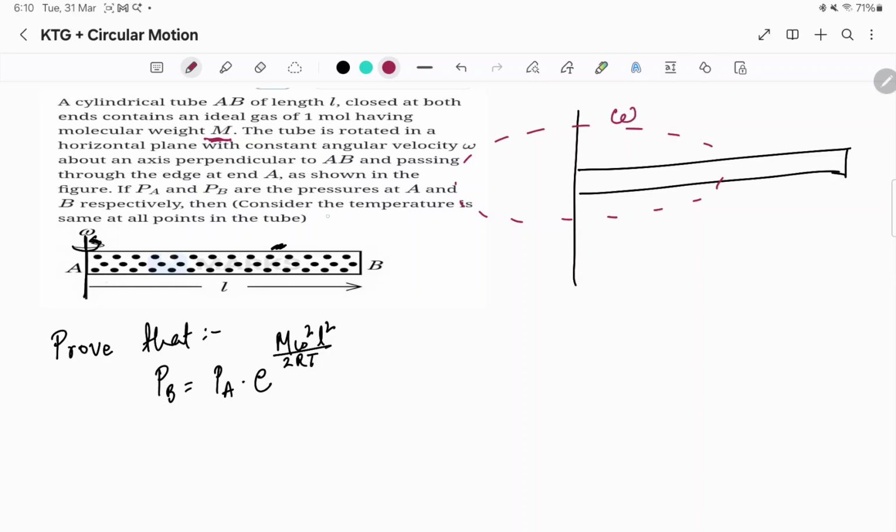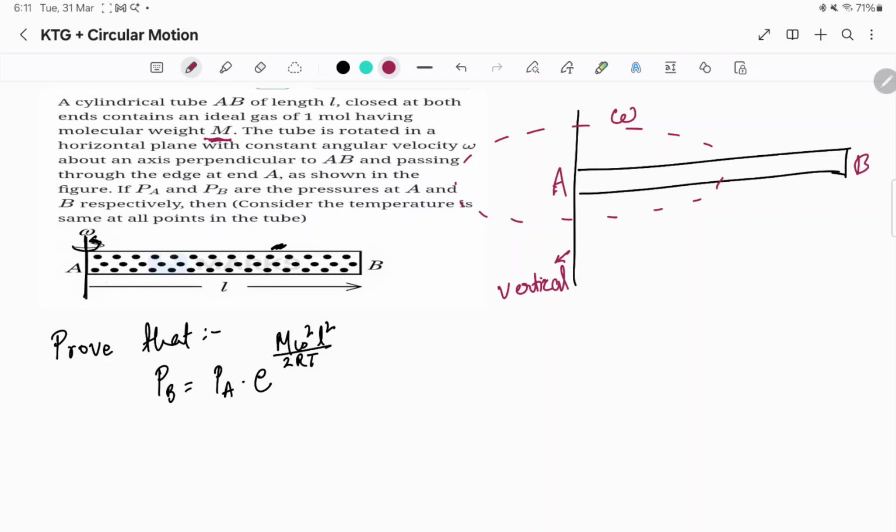Angular speed is omega. The axis perpendicular to AB. This is AB, A and B. This axis is perpendicular, that means this axis is vertical, and this tube is doing circular motion in the horizontal plane.